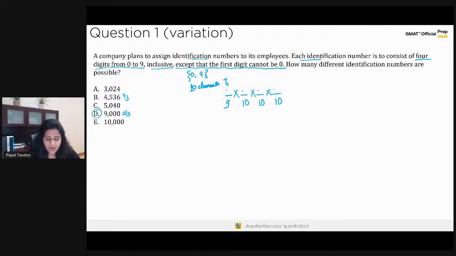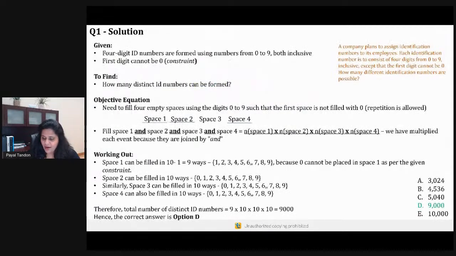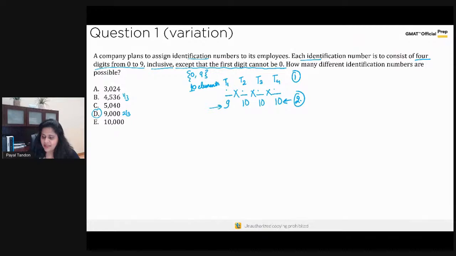Task 1 is to fill in the first place. Task 2 is to fill in the second space. Task 3 is to fill in the third space. And task 4 is to fill in the fourth space. And I need to do all of these tasks in order to formulate my identification number. So that's my objective equation, that I need to multiply each of these. Now, this is the first part. The second part is, what options do I have? And this is where visualizing what digits are possible in each of the spaces is important. So my answer over here is 9,000.